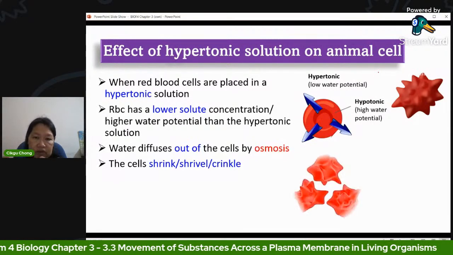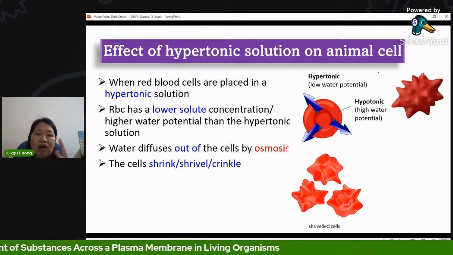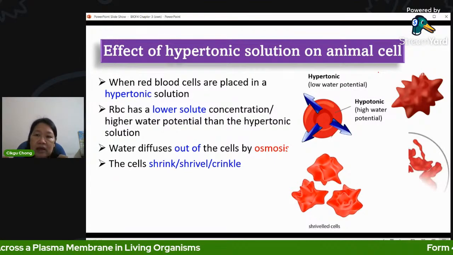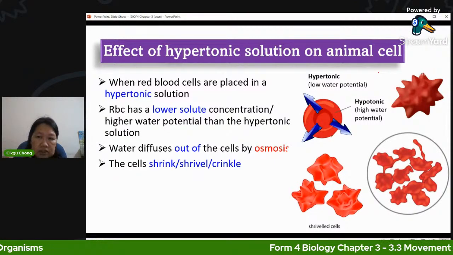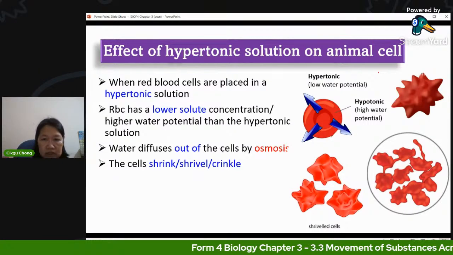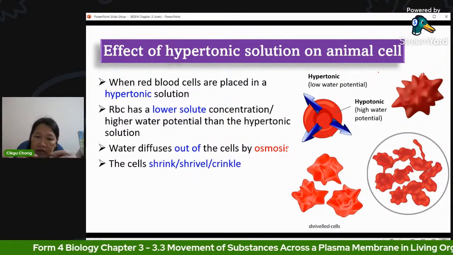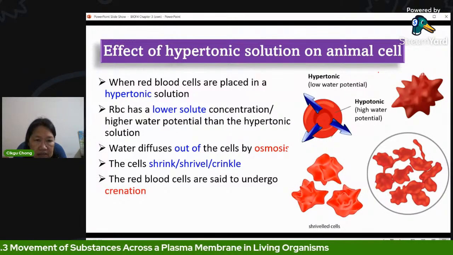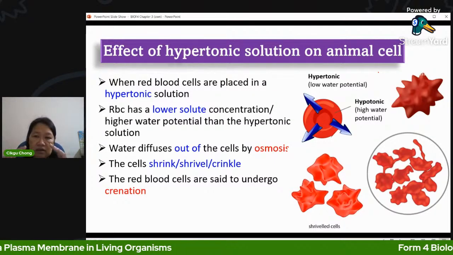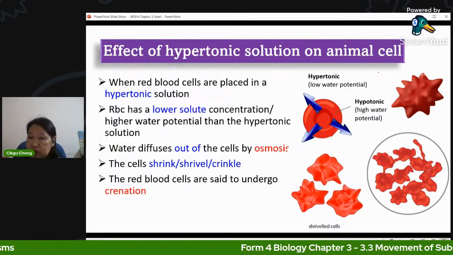Sometimes you may even draw it like a durian shape, all crinkled up like that. So you must know how to draw. Make sure that it's not rounded. You must not draw the biconcave disc shape anymore. You must draw it all shrunken inside. And this process is known as crenation, the process of the cell bunching up, crinkling, shriveling or shrinking.